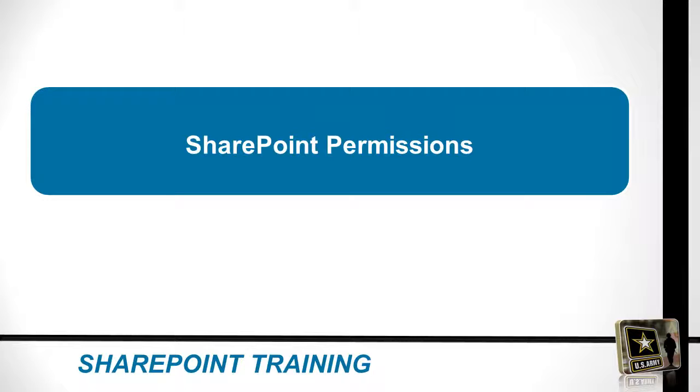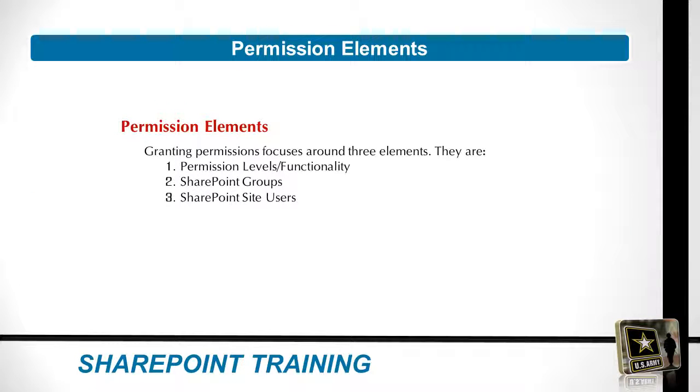Understanding how to set and use permissions can be confusing, so let's start by defining elements of the permission granting process. There are 3 elements you need to understand in order to grant permissions. These elements are permission levels and functionality, SharePoint groups, and SharePoint site users. The term users includes individual names and battalion lists that contain multiple names. First, let's look at permission levels and see how they affect the user.